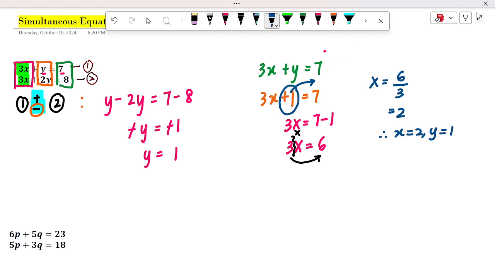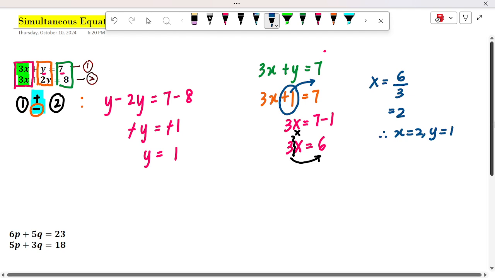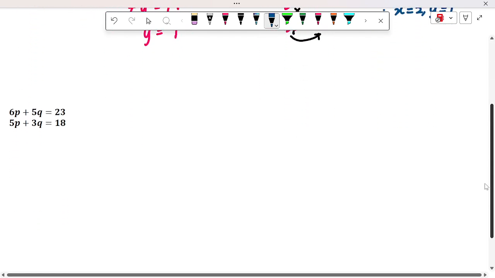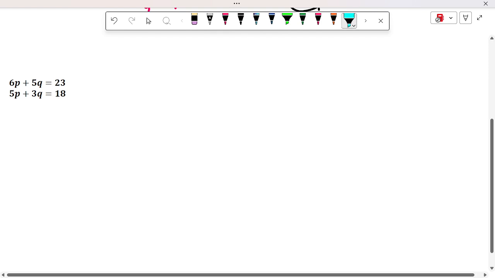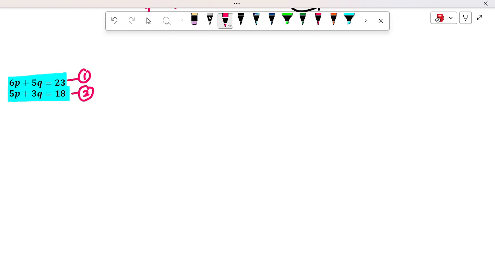For the next question, I have given you bigger numbers and two different numbers. If you all can see here, our next equations are 6p plus 5q equals 23 and 5p plus 3q equals 18. So in this step, as usual, 1, 2. This is your first step. Second step, you have to choose what you want to eliminate.